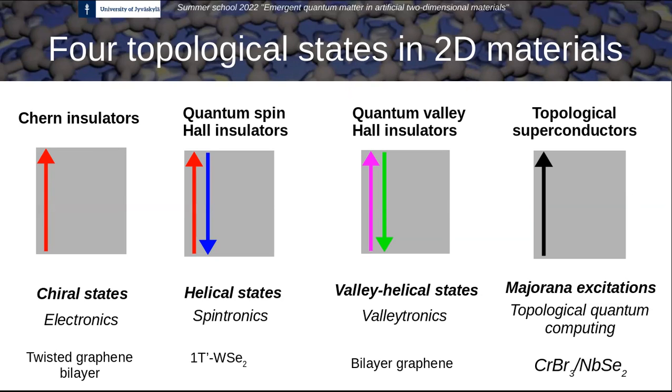Then Majorana excitations in topological superconductors could also be extremely interesting in terms of topological quantum computing, due to the non-Abelian statistics that Majorana excitations have intrinsically in topological superconductors. If we were able to control these Majorana excitations and braid them with respect to each other, that would provide a starting point to build a topological quantum computer.